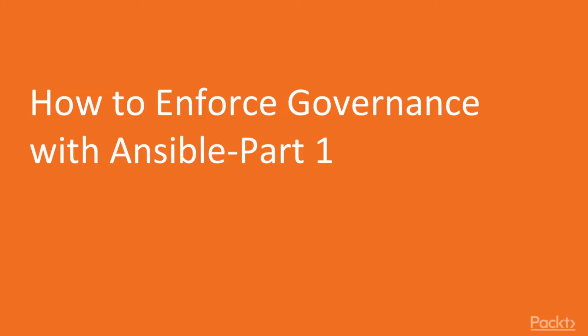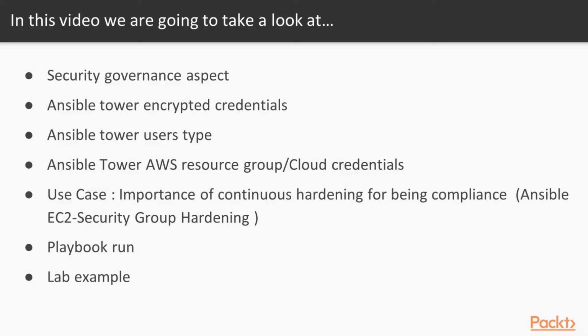Let us jump to the first video of this section, how to enforce security governance with Ansible. In this video, we are going to take a look at these listed topics: security governance concept, the protection triad, Ansible Tower credential for storing sensitive information, Ansible Tower type of user, and the importance of continuous hardening for being compliant. We will cover an AWS use case for EC2 security group hardening using Ansible Cloud Credential and AWS EC2 resource group.